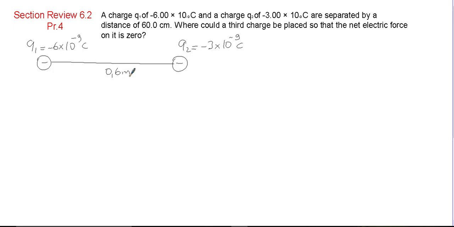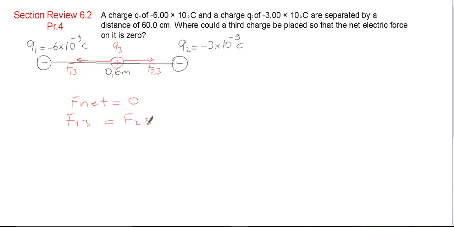Since both are negative, I can put a positive charge here. It must be closer to the small one. Let's put a positive charge here. What will happen? Q1 will pull it, so there will be a force in this way, which is F1 3, because that is Q3, and Q1 applies this force. And Q2 also will pull it, so there will be a force to the left, it will be F2 3. So if it says F net 0, it means that F1 3 will equal F2 3.